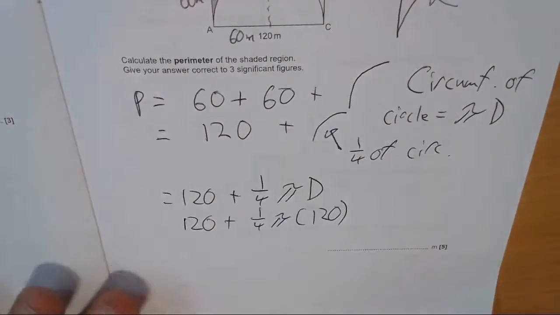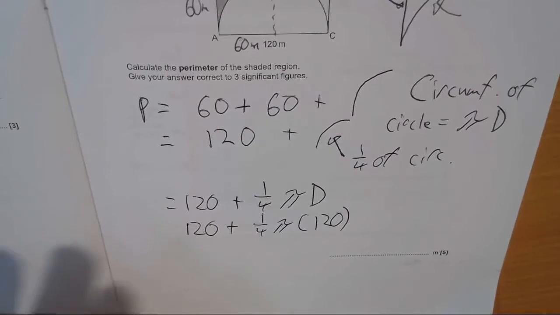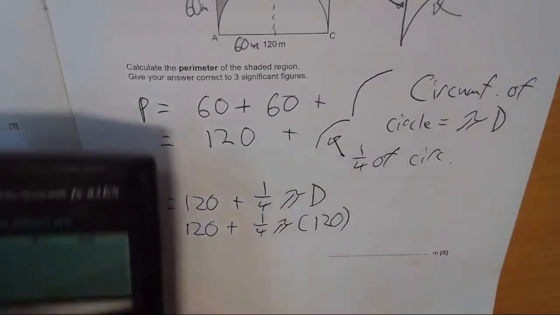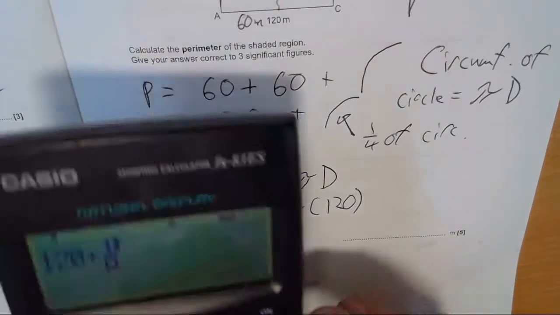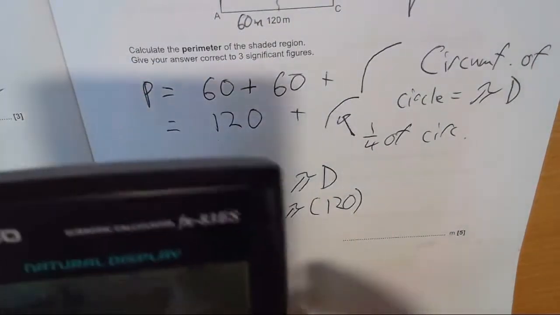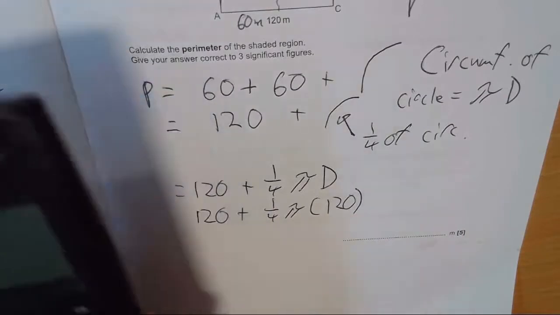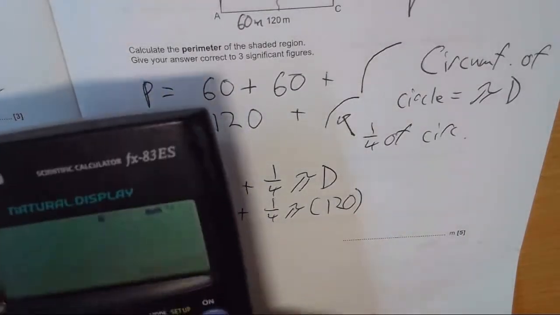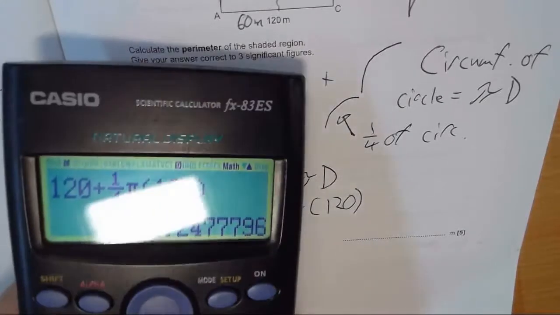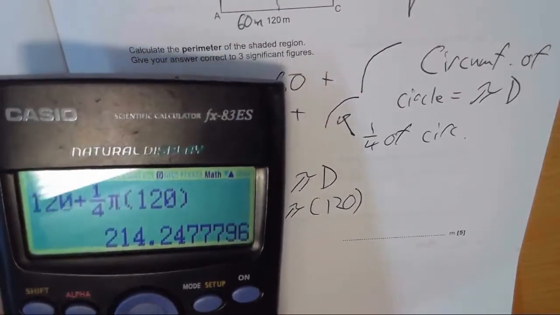120. I'm going to just put that in my calculator, exactly like that. 120 plus 1/4 times pi times 120. Press equals. 214.247 and so on.